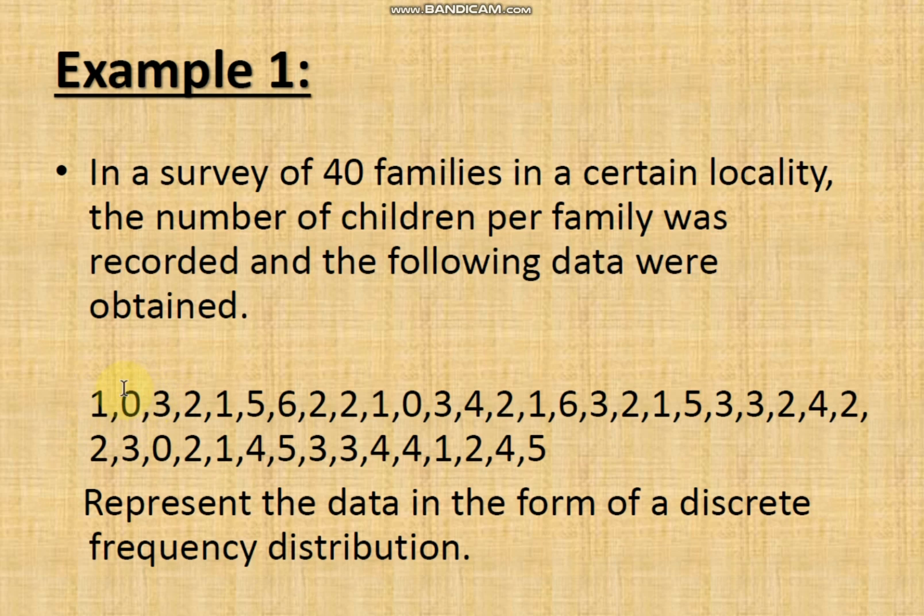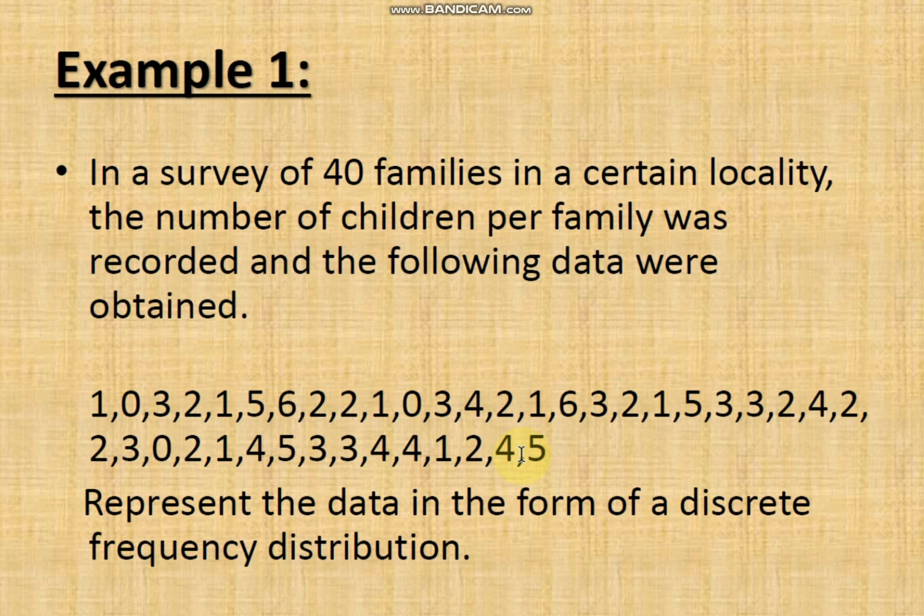This position refers to the second family. There the number written is 0, which means that the family has no children. At the third position we have the number 3, which means this is the third family, and there are 3 children. The fourth position represents the fourth family, and this family has 4 children. Like this, 1, 5, 6, 2, 2, 1. These are the families with that many children. So 0 means no children, 1 means one child, 2 means 2 children, 3 means 3 children, 4 means 4 children, and 5 and 6 mean the same.